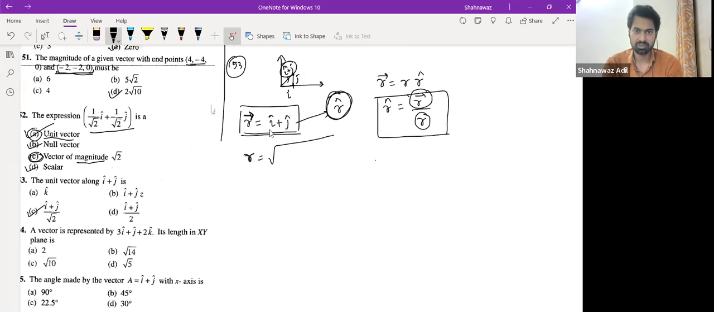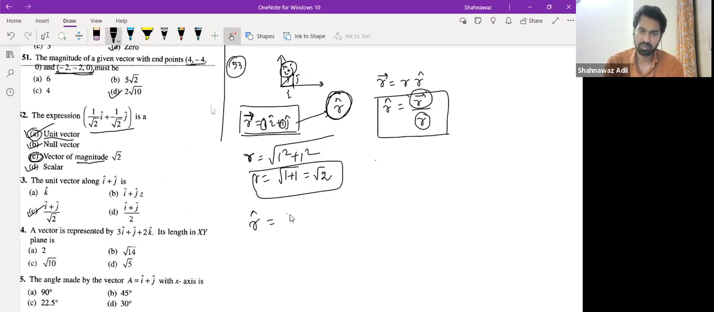We are calculating the magnitude. Magnitude will be root of x square plus y square. Here x is 1, and this is 1. So please don't confuse with this I; we have to take the coefficient of I, right? So this would be 1 plus 1. Now we know the magnitude and the vector, so the unit vector would simply be R by R, that is I plus j by root 2. Yes, Ishita, you are correct.